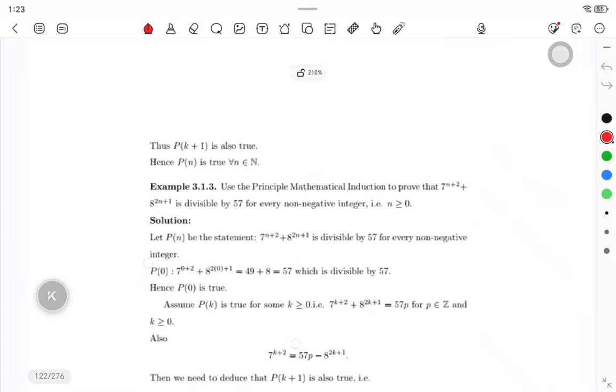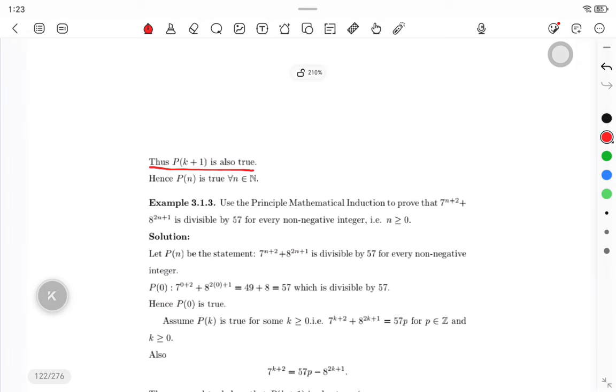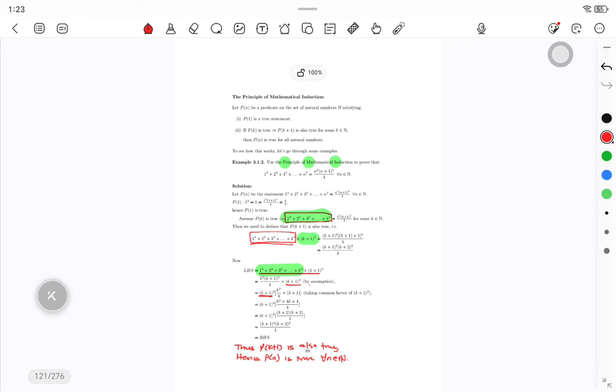You can see it right now. Thus P of k plus 1 is also true. Hence P of n is true for all n element of a natural number. Now let's go to the tutorial based on this question.